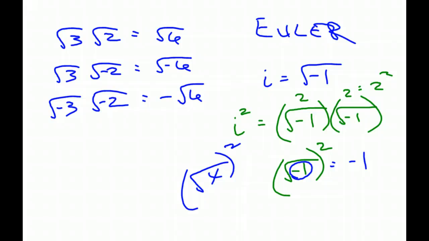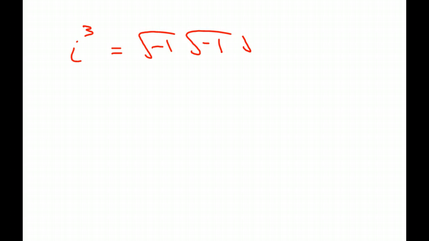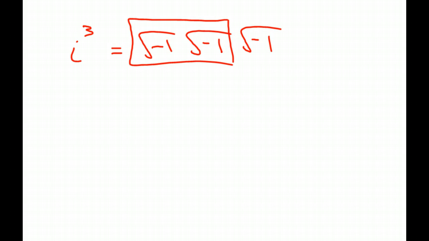So let's say that I did something really evil. Don't do it. I said, what is i cubed equal to? We don't have the table there, let's pretend. That equals the square root of -1 times the square root of -1 times the square root of -1. What is the square root of -1 times the square root of -1? -1 times the square root of -1.